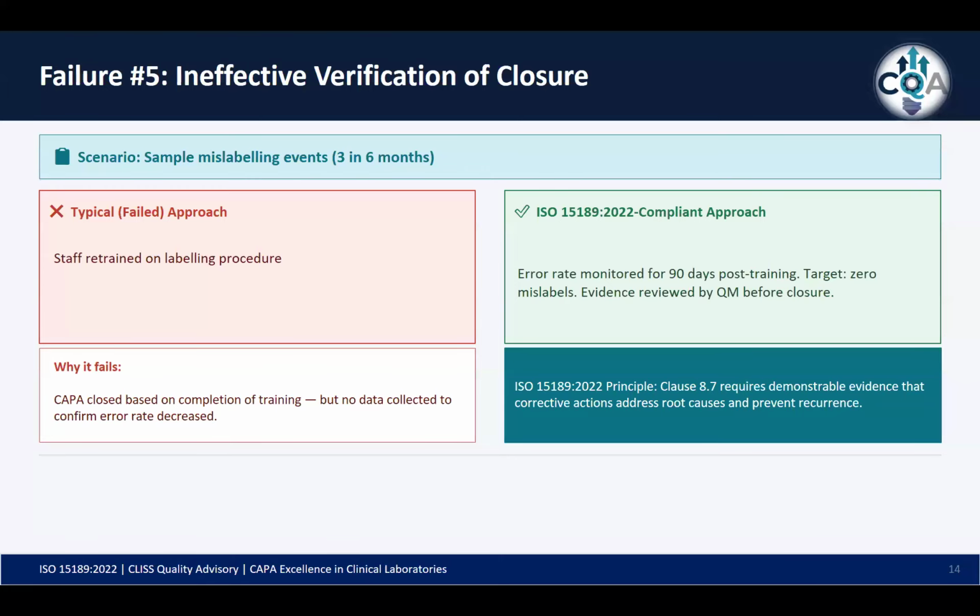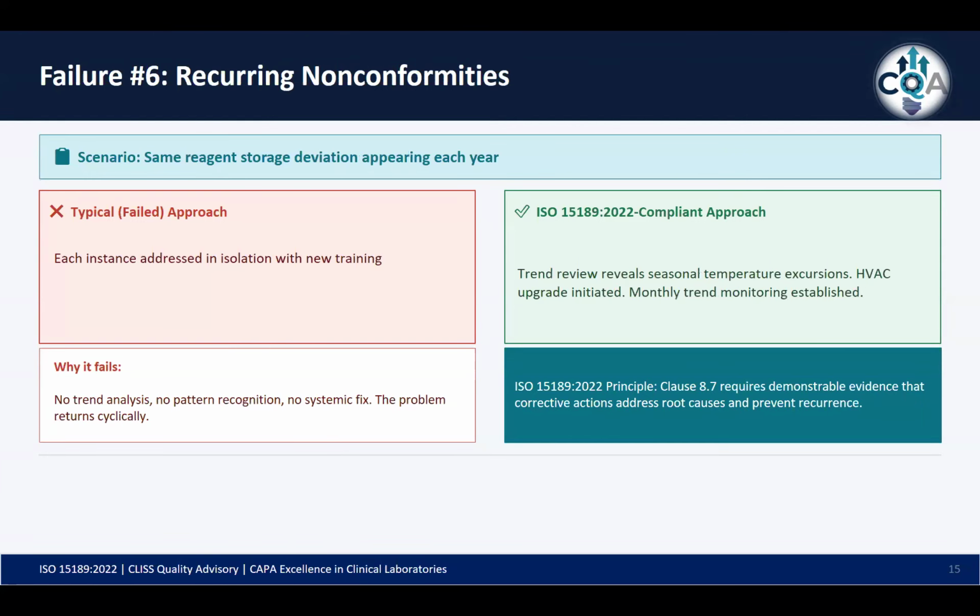But your approach should be error rate monitored for 90 days post the training, and the target 0 mislabels, and evidence was reviewed by the quality manager before closure. So the quality manager comes back after 3 months to verify that indeed after the training, there's not been an incident of a sample that was mislabeled.